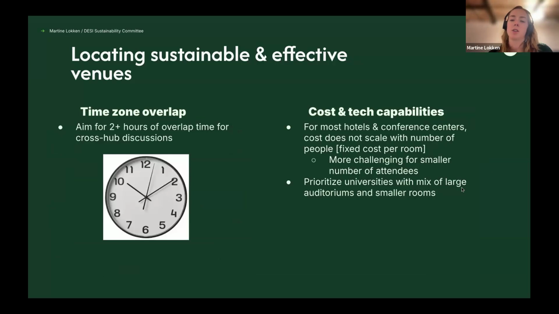And then we need to really make sure that the tech capabilities of the venues that we find are good. And one of the challenges is that for these hub meetings, there's fewer participants. And so the cost, if it's a fixed cost, is divided over a fewer number of people, and that can drive the registration fees up. So we're really looking for university venues that will already have most of the tech capabilities, and that we don't need to pay for the room rentals, for example.